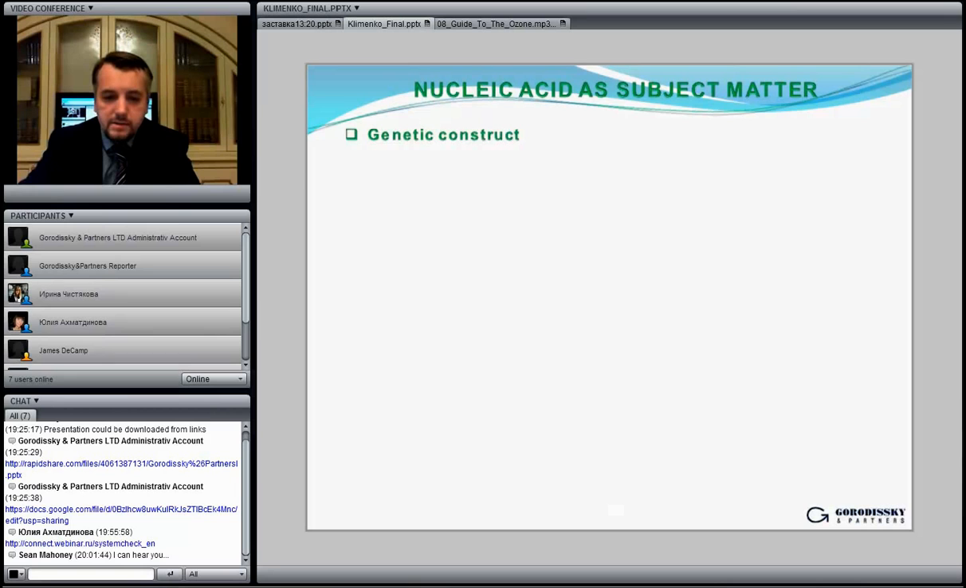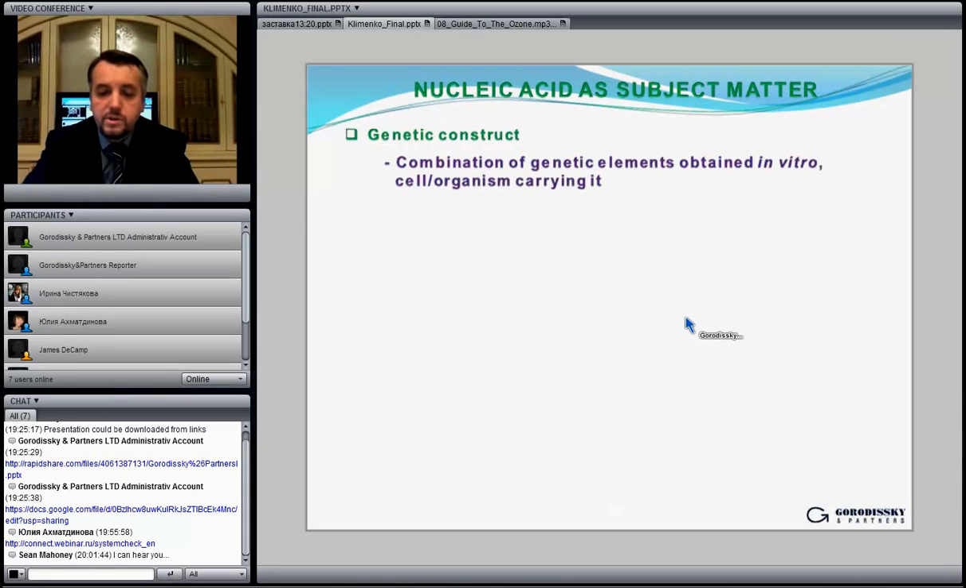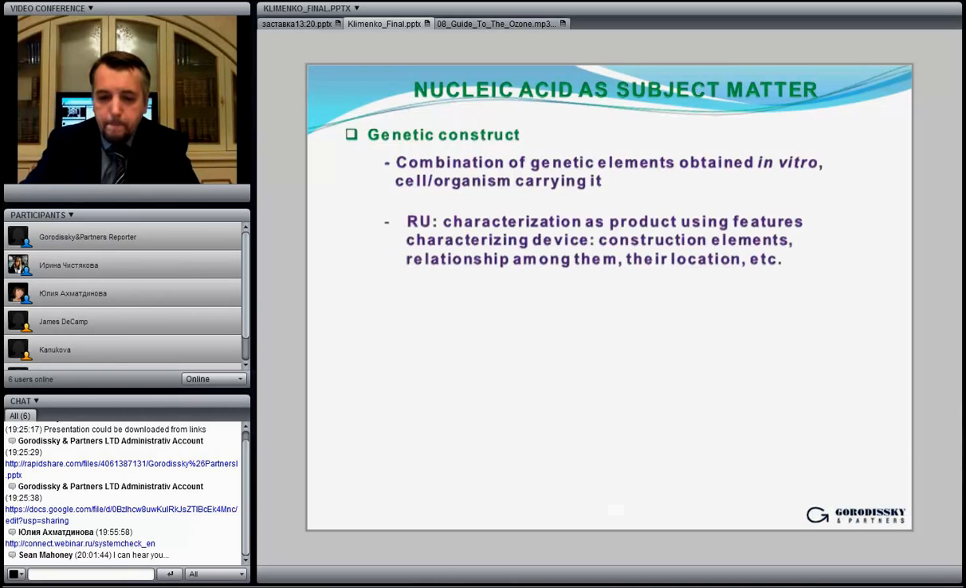In addition to the nucleic acids being just simple stretches of nucleic acid found in nature, you can also have genetic constructs. And genetic constructs are understood as combination of genetic elements obtained in vitro and in vivo, as well as organisms carrying it, like a transgenic plant, transgenic animal, a host cell, or E. coli, for instance. In Russia, under Russian legislation, the genetic construct should be characterized in the same way as a mechanical device, by reciting the construction elements, building blocks, relationship among them, their location, mutual relationship, and so on.